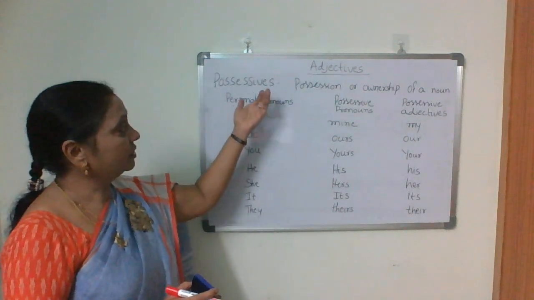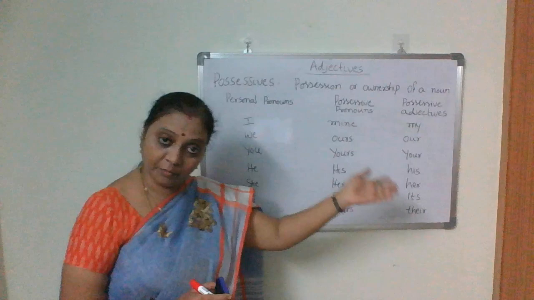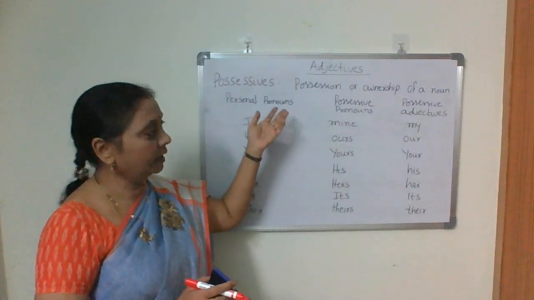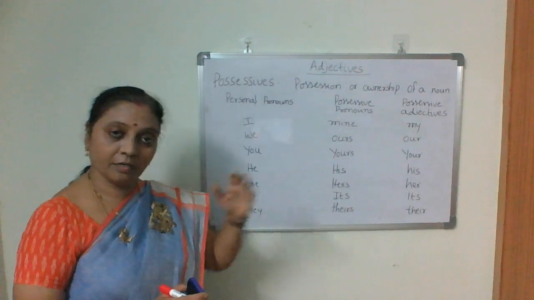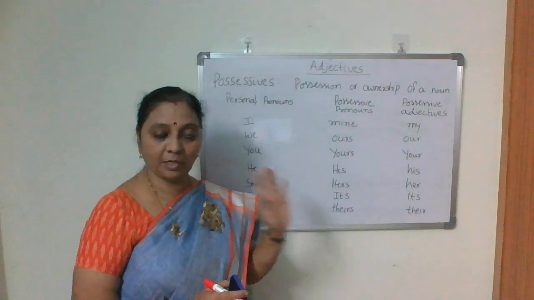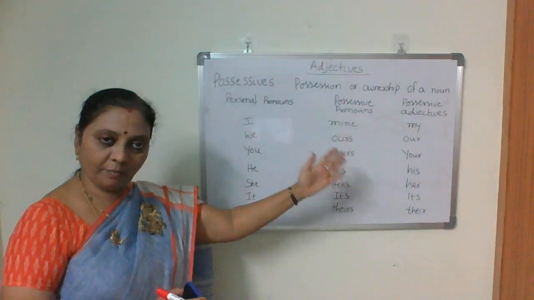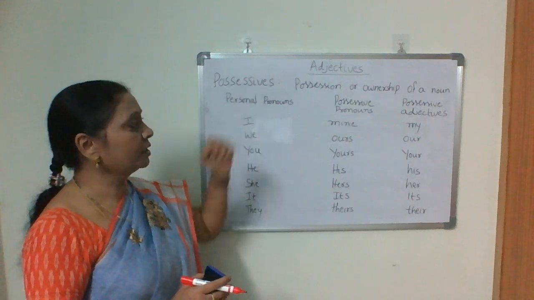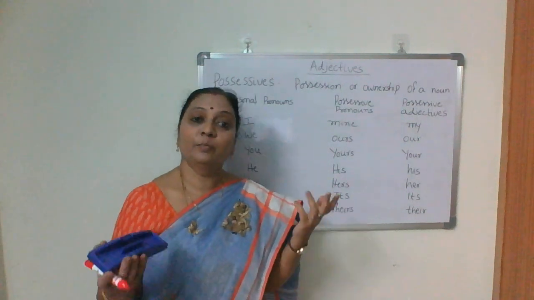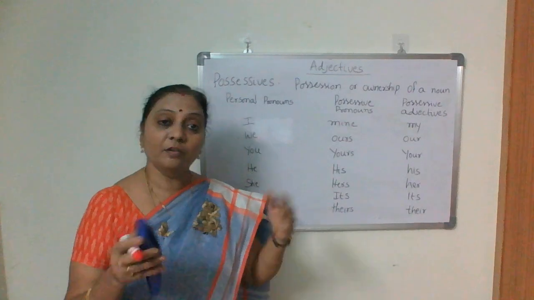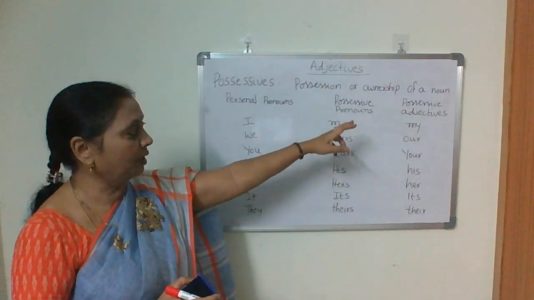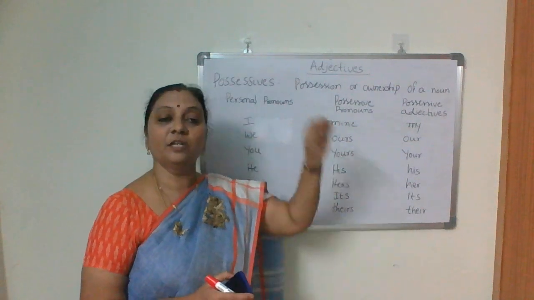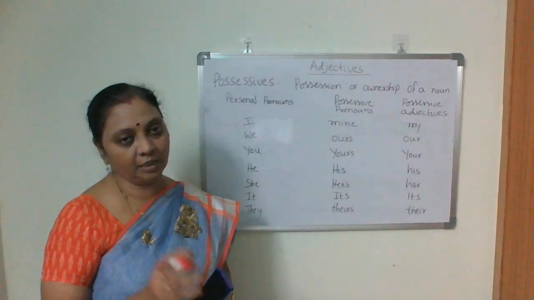Possessives, we can call it as possessive determiners and possessive adjectives also. These are used before nouns. Determiners are always used before nouns. And what are possessives? Possessives nothing but it talks about possession or ownership of a noun. These are adjectives, they always talk about nouns, isn't it? Possession or ownership of a noun they talk about.